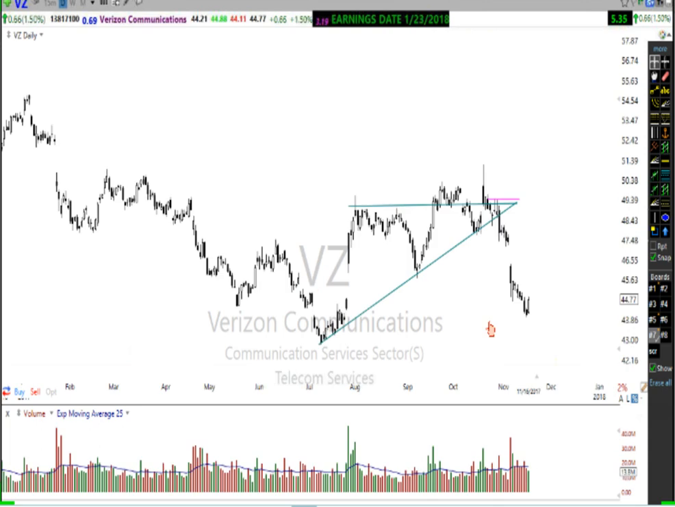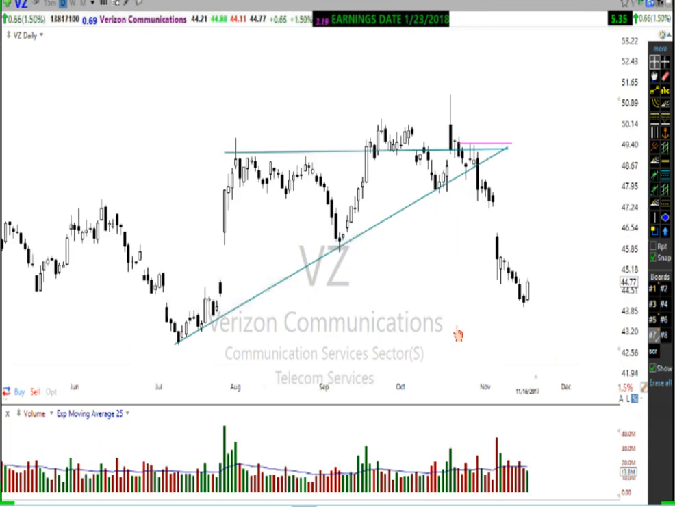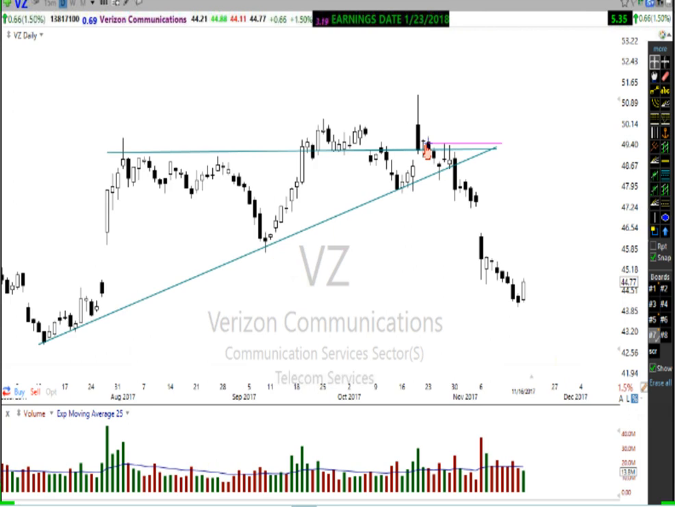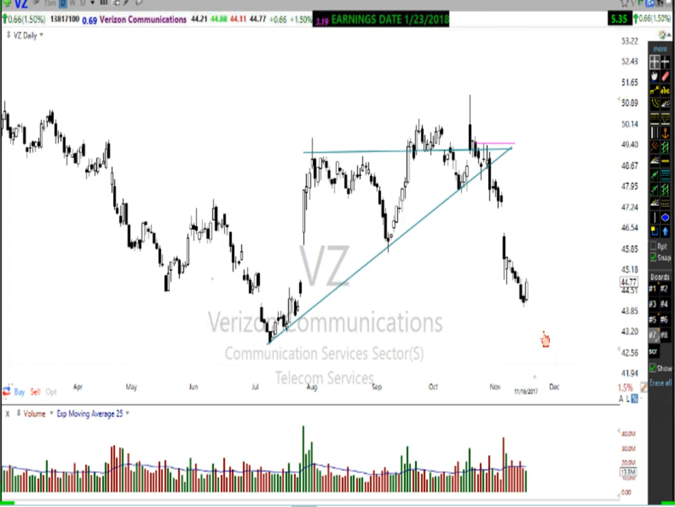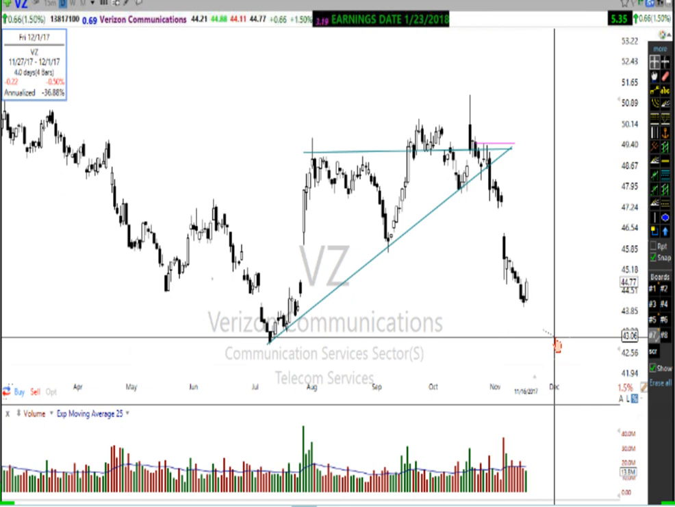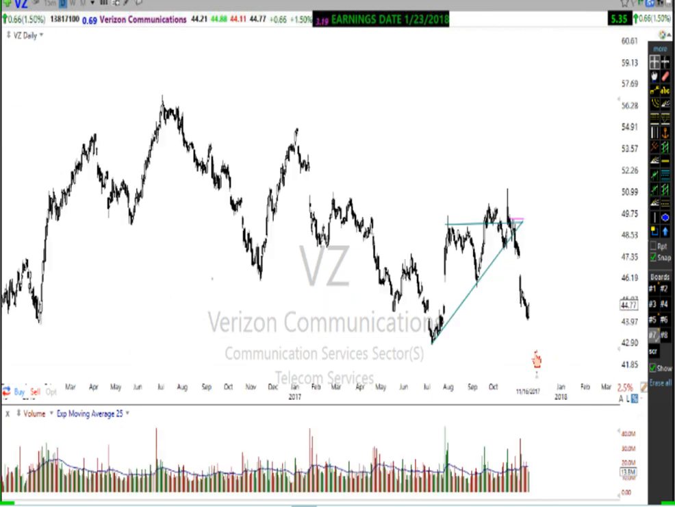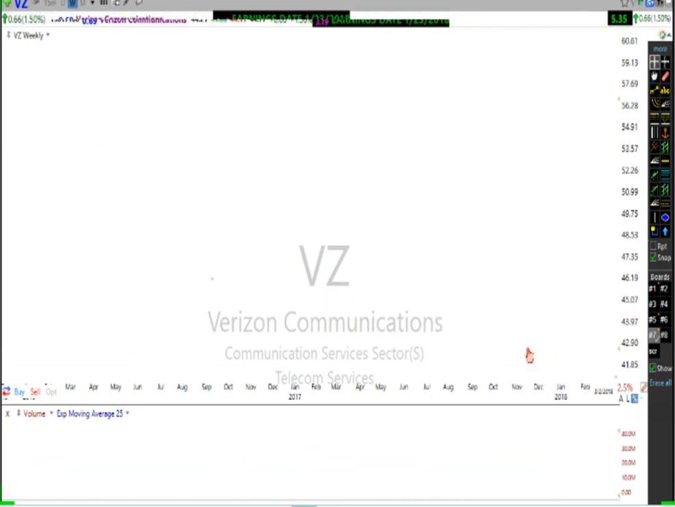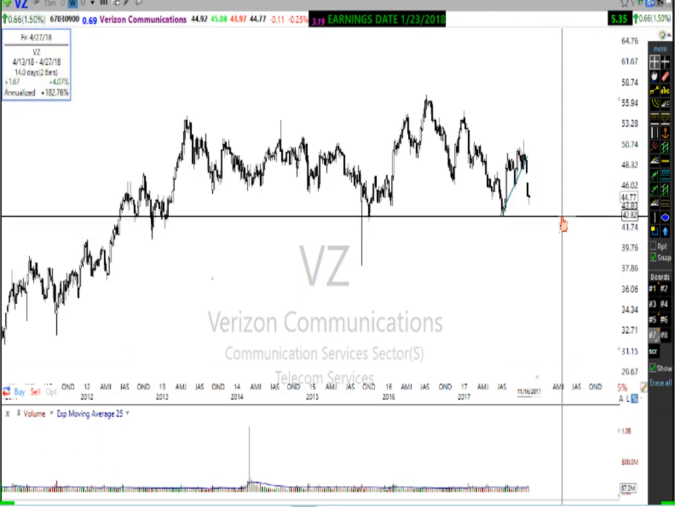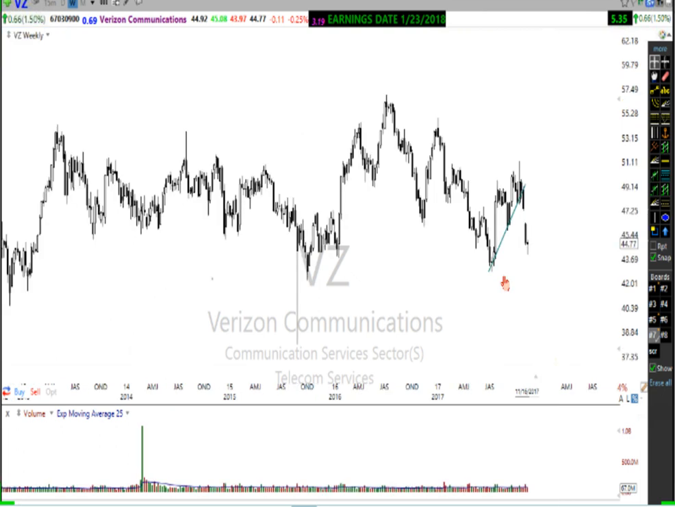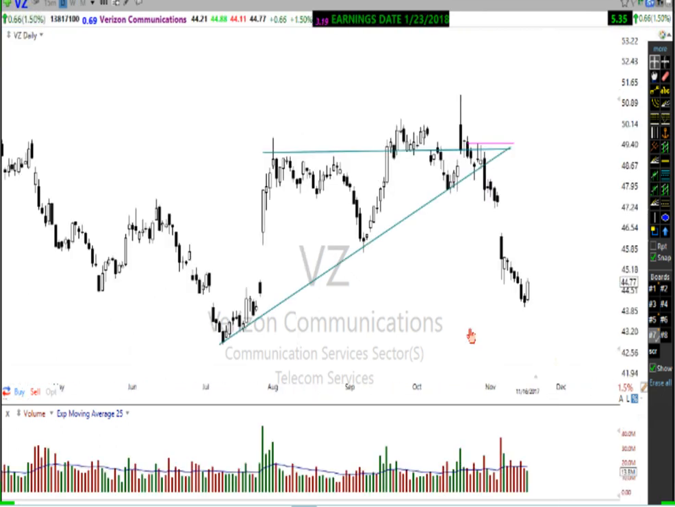Verizon. Ugly. You can see I had an alert up here because of this wedge, and I was waiting to see if it would pop up. Never triggered. Fell out of the price wedge. Just diving. My guess is it's probably going to come down here into this low before it's done. Maybe even lower. Let's look. Yeah, this is a pretty good price support in here. There's no trade there. Why mess with that chart?